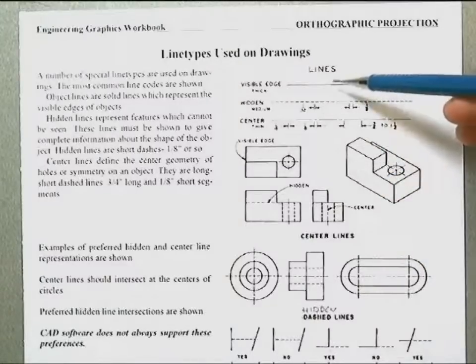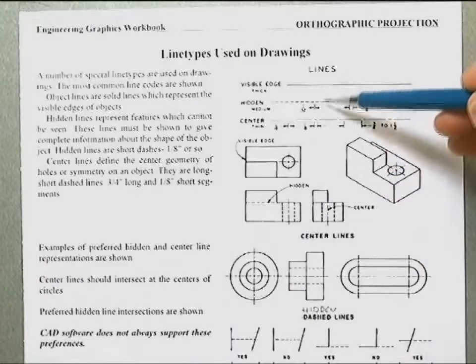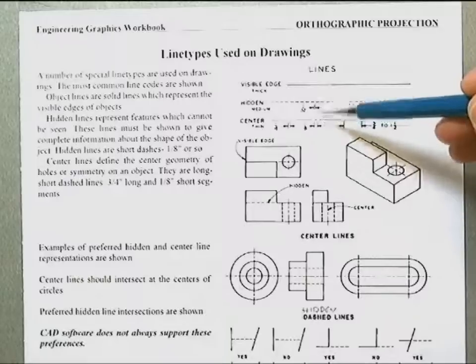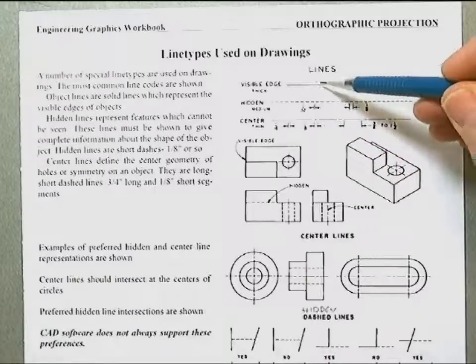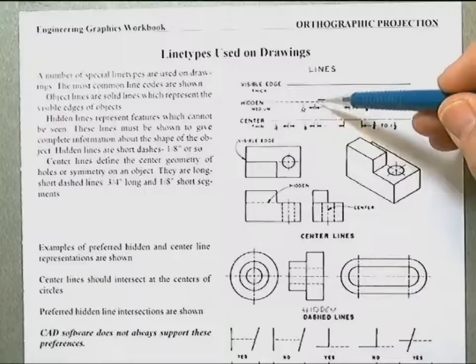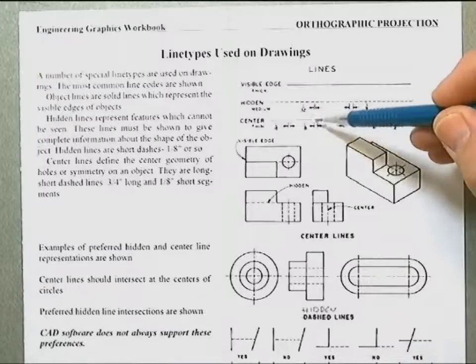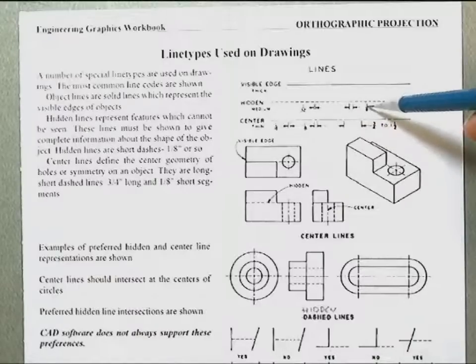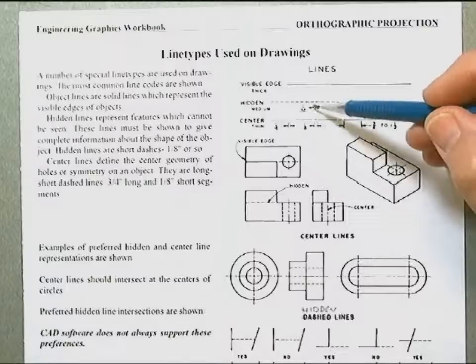So visible lines are thick. Hidden lines are kind of a medium thickness. Center lines are thin. So visible thick, hidden medium, center thin. Hidden lines are about a 1/8 of an inch dash, and that's not 1/8 of an inch, by the way, and a 32nd of an inch gap.